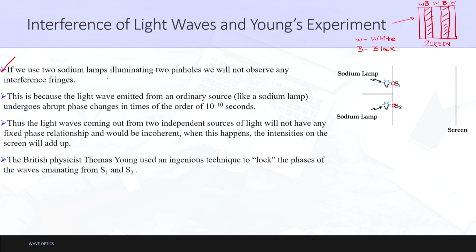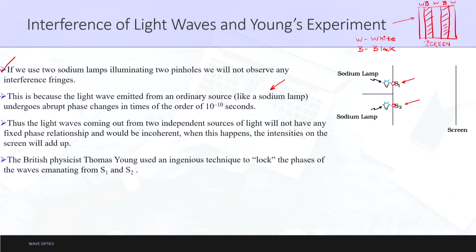So if we use 2 sodium lamps illuminating 2 pinholes, I explained to you, so here these are 2 pinholes being talked about, we will not observe any interference fringes. Now next line. This is because the light wave emitted from an ordinary source, so an example of an ordinary source here is a sodium lamp, because it only emits one kind of wavelength, undergoes abrupt phase changes in times of the order of 10 to the power minus 10 seconds.